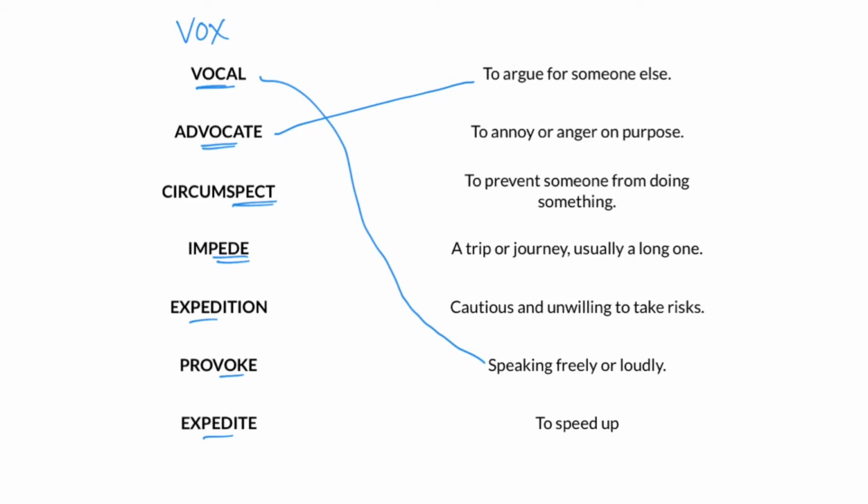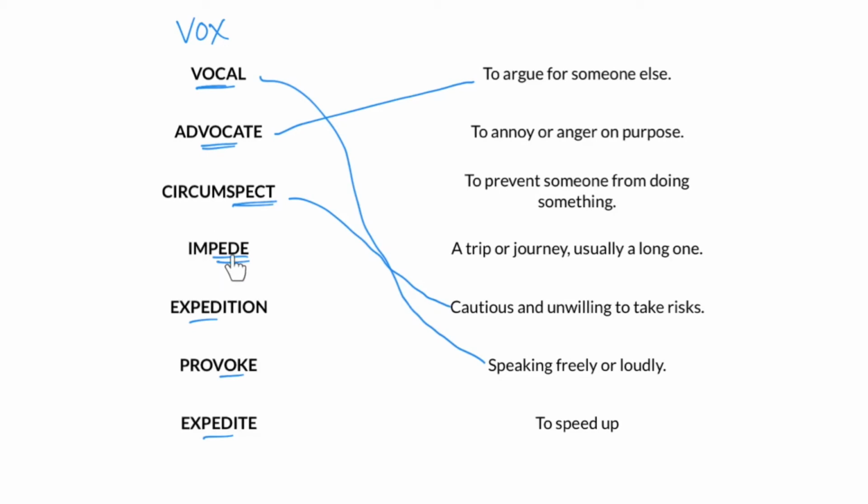So you defend them, you stick up for them. Circumspect. Now remember, circum is like a circle. If you imagine you're looking around something. So you don't want to jump right in, you want to look around and see if there's any danger around, and that may give you a clue as to one of the synonyms that we've just covered. So circumspect will go with cautious and unwilling to take risks.